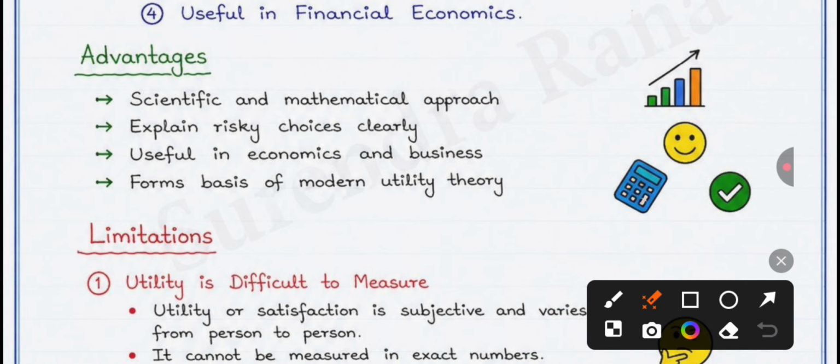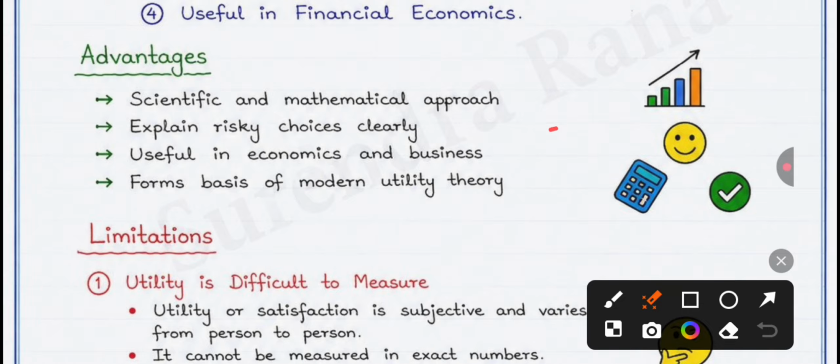Now let's discuss the advantages of this theory. The first advantage is the scientific and mathematical approach. This theory uses probability and mathematical methods, making it more scientific than earlier utility theories. Another one is that it explains risky choices clearly. It explains how people make decisions when there is uncertainty and risk. For example, choosing between a guaranteed price and a lottery ticket.